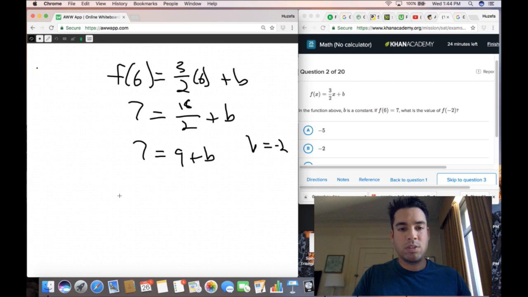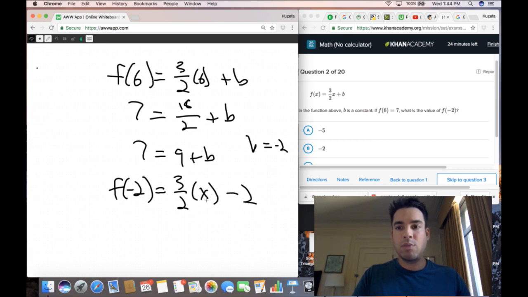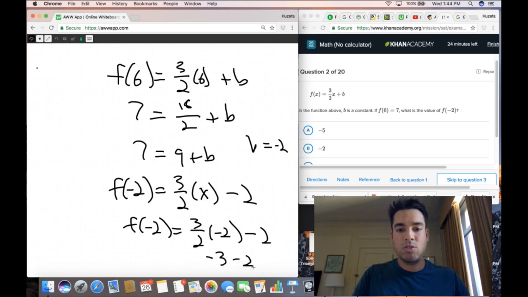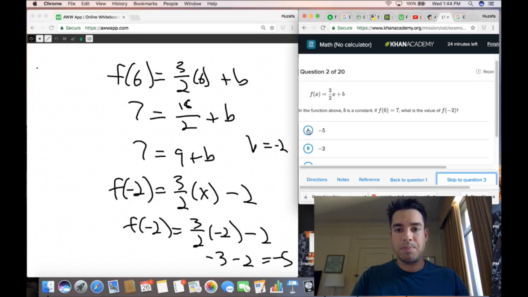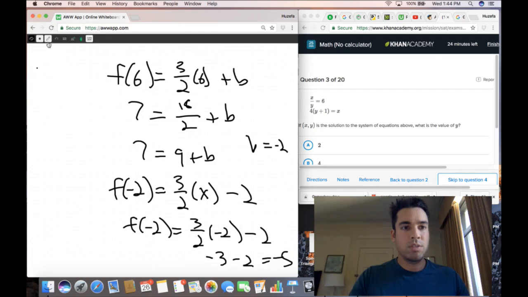So we'll do it again now. Let's find f of -2 for the same function: 3 halves x minus 2, and now we're plugging in -2 for x. f of -2 equals 3 over 2 times -2, minus 2. 3 halves times -2 is -6 over 2, which is -3, minus 2, which equals -5. Next question, number 3.